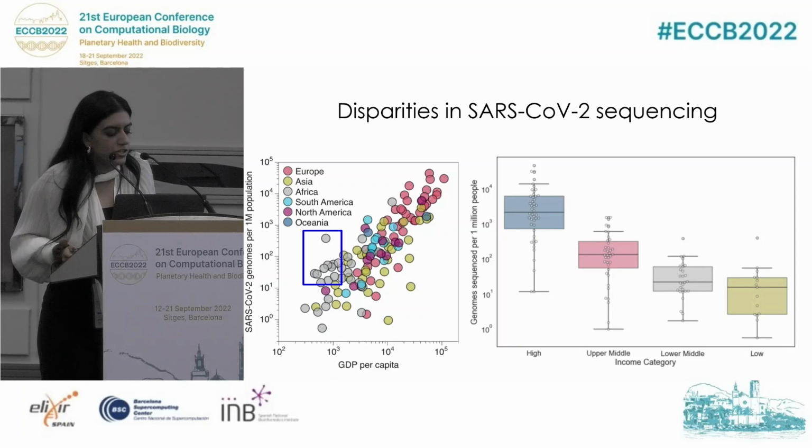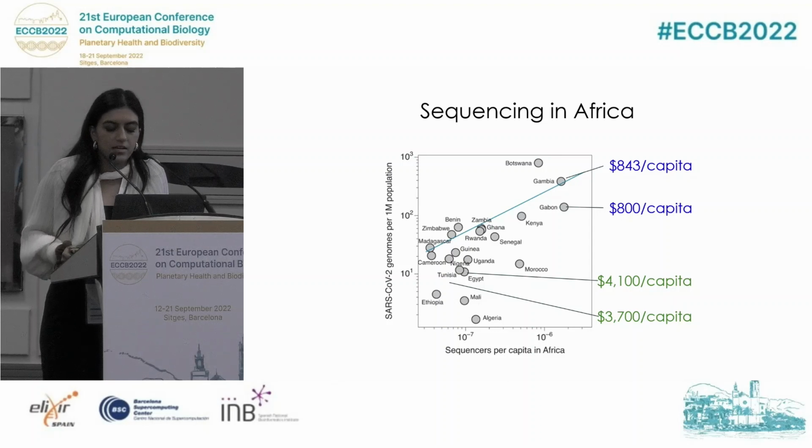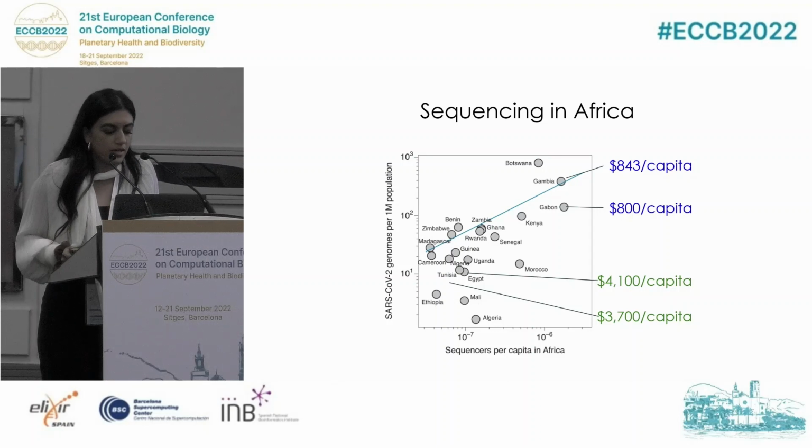However, something interesting to note, as highlighted in the figure, is that some African countries with a low GDP per capita were able to sequence a comparable number of viral genomes to middle and high income countries. As we dig deeper into why that could be, a possible reason why Africa has enhanced sequencing is maybe due to previous pandemics that took place in the African region, such as Ebola or malaria.